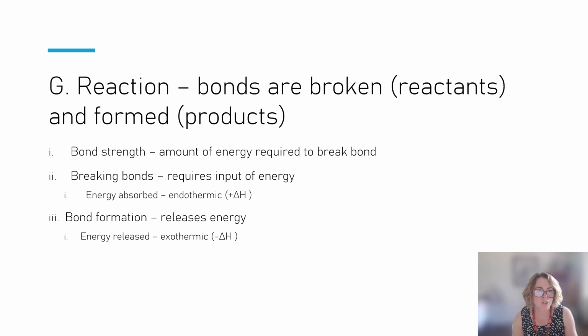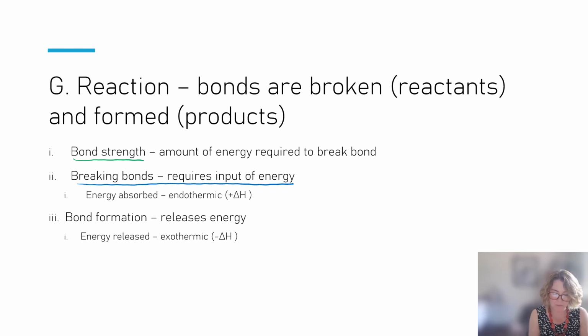So in a reaction, you have two things happening. In order for that reaction to happen, the bonds of your reactants have to be broken, and new bonds are being formed in your products. Bond strength is defined as the amount of energy required to break a bond. So the stronger the bond, the more energy is going to be required to break it. In order to break a bond, energy has to be put in.